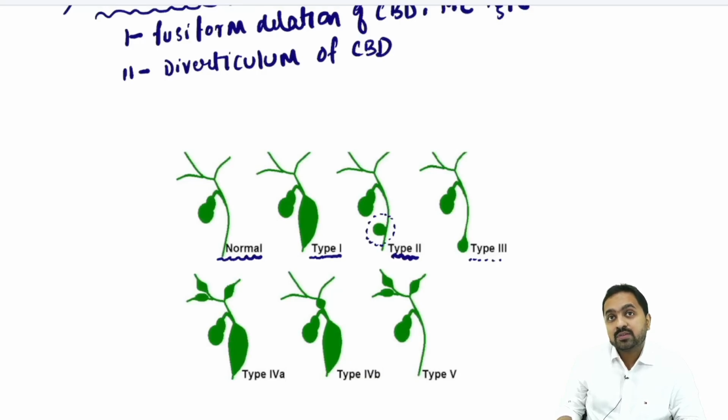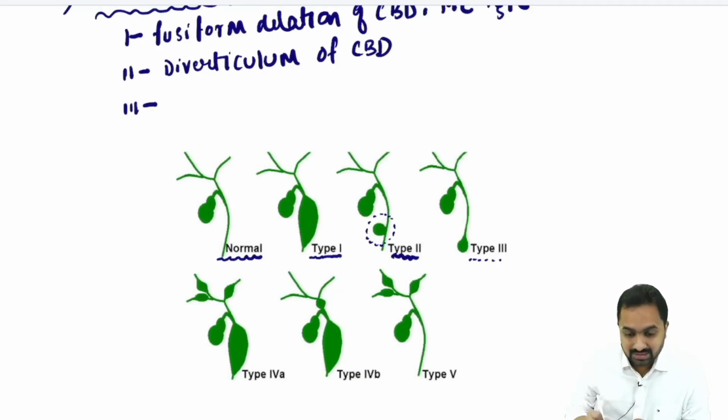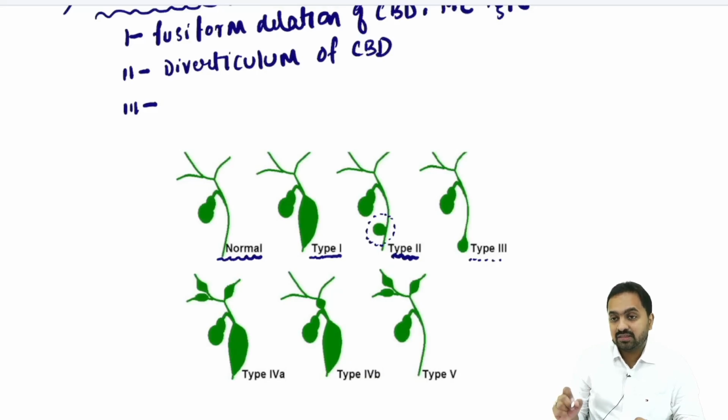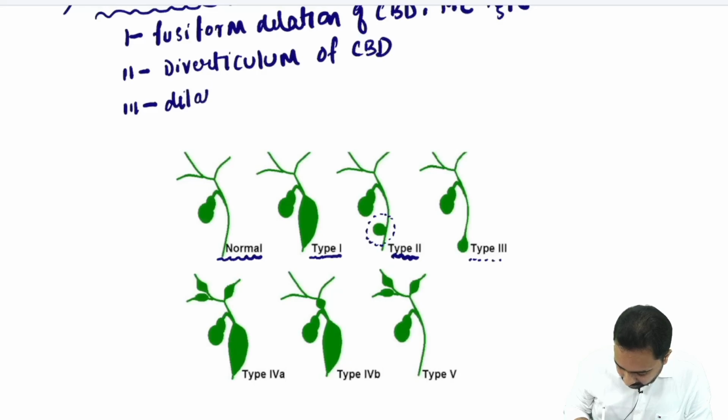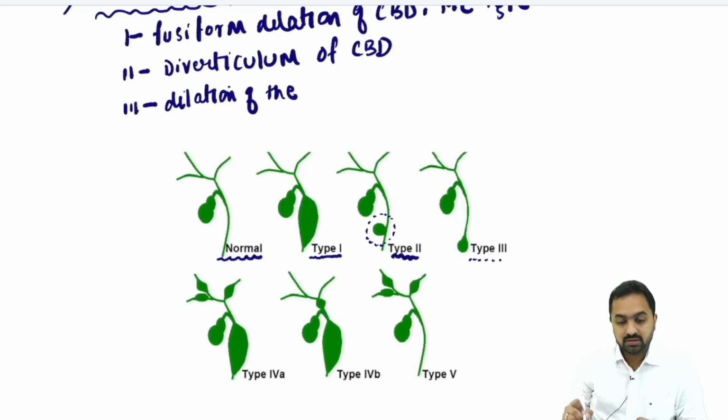Now going to the next type, you will find that the CBD is dilated at its end part, and as we had read in the anatomy, the end part is the intraduodenal part. So it is the dilation in the intraduodenal part. So type 3 is dilation of the biliary tract within the duodenum.